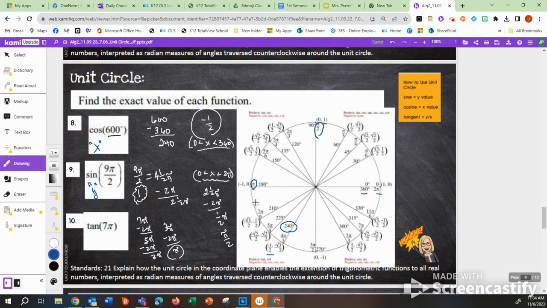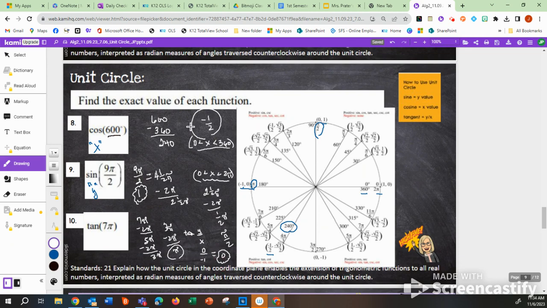And then they're asking me to find tangent. So tangent is y over x. My y value is 0. My x value is -1. And 0 divided by -1 is 0.